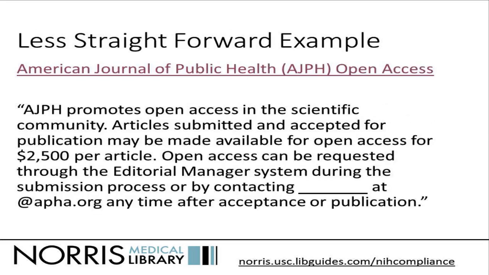So here's a less straightforward example from the American Journal of Public Health. As of 2014, there are conflicting messages from AJPH. In regards to open access, AJPH promotes open access in the scientific community. Articles submitted and accepted for publication may be made available for open access for $2,500 per article.